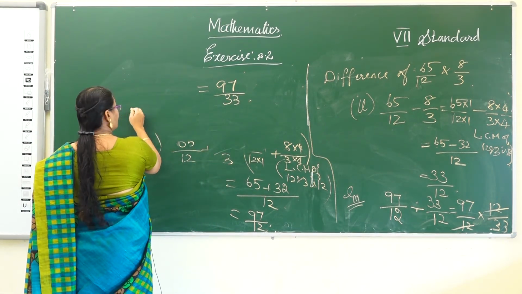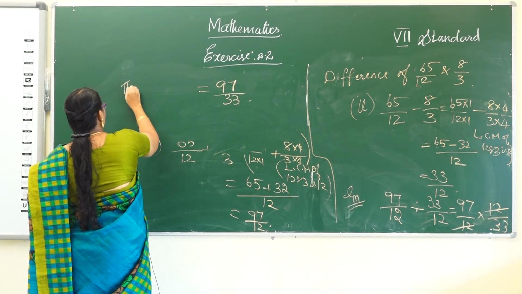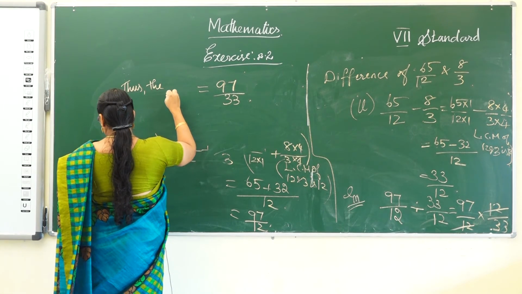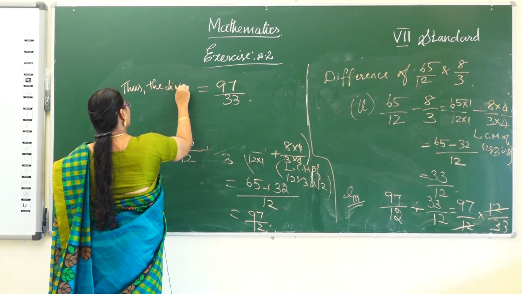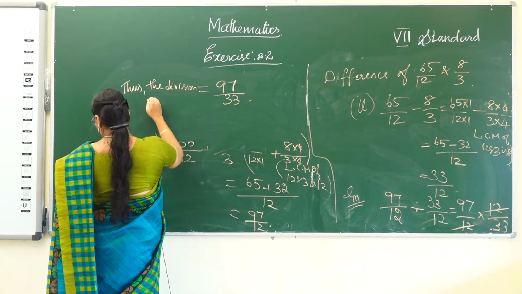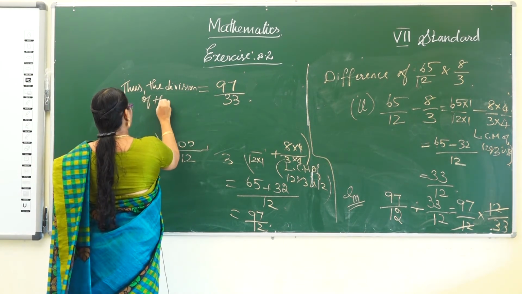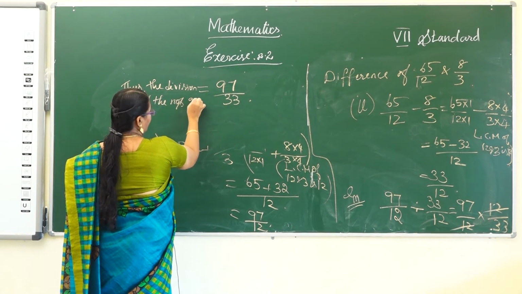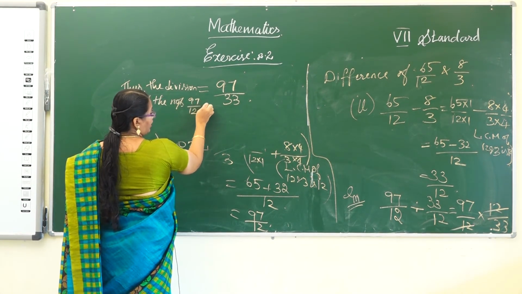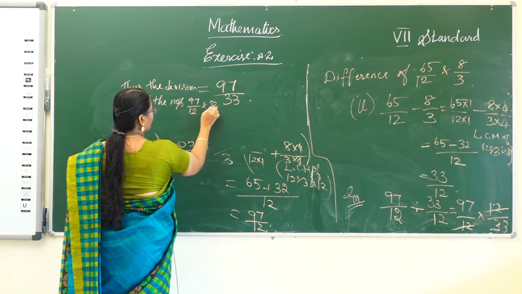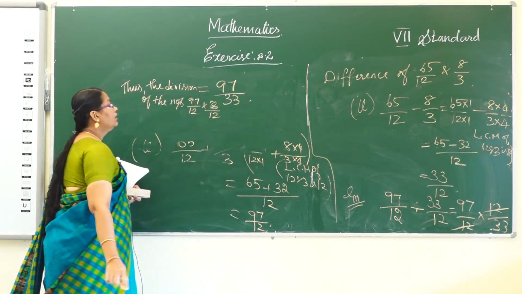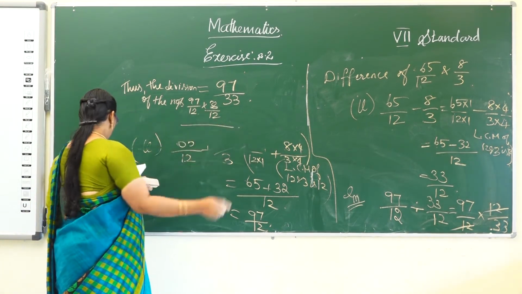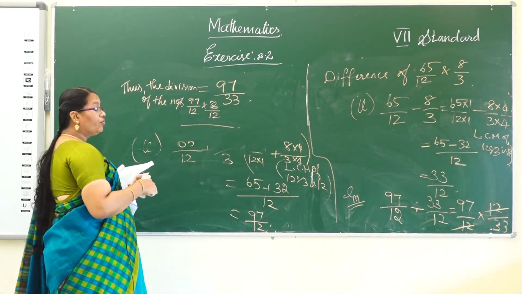Okay, so thus the division of the numbers 97 by 12 and 33 by 12 is equal to 97 by 33. Okay, that's it. And next, the final one, the 14th problem.